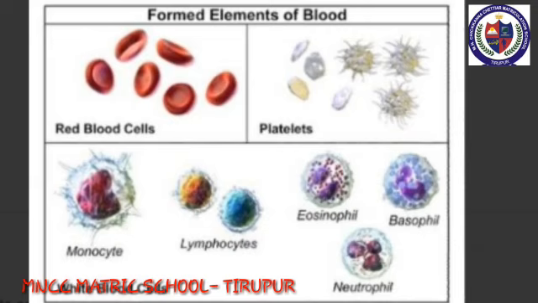Blood platelets or thrombocytes. These are small and colorless. They do not have a nucleus. The lifespan of platelets is 8 to 10 days. They play an important role in clotting of blood. Platelets form a clot at the site of injury and prevent blood loss.